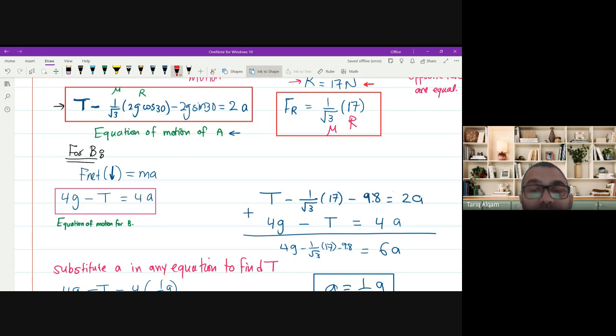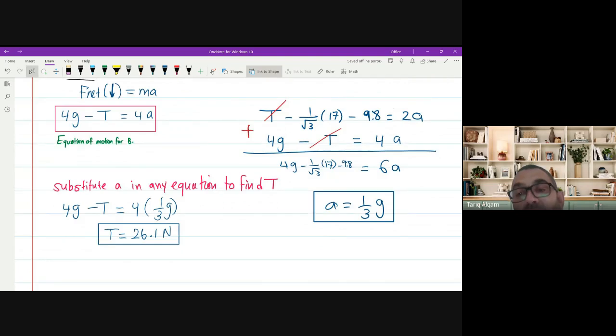If you just add them, the tensions will cancel out. So I have 4g minus root 3 times 17 minus 9.8 equals 2a plus 4a, which equals 6a. So eventually I found a, which is 1 over 3 g. Since I found a, I can find the tension by substituting the value of a in either of the equations above, A or B. So 4g minus T equals 4 times 1/3 g. So the tension is 26.1.